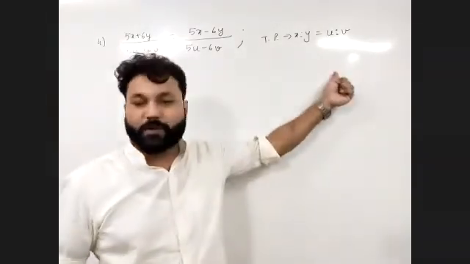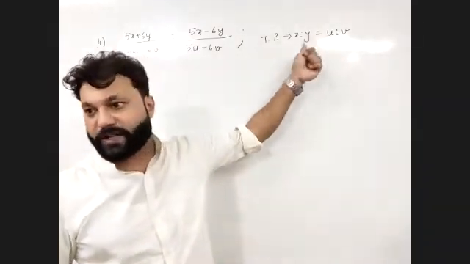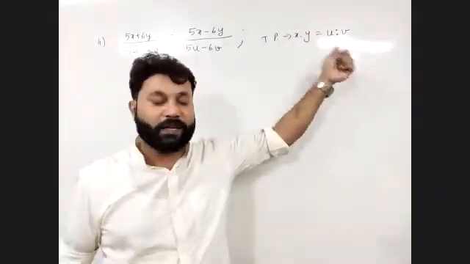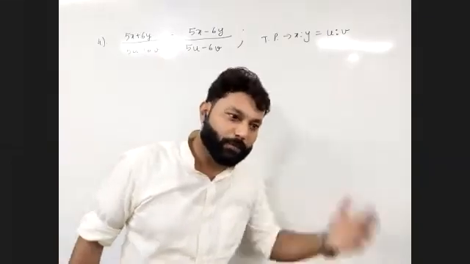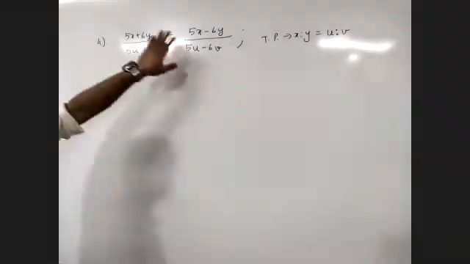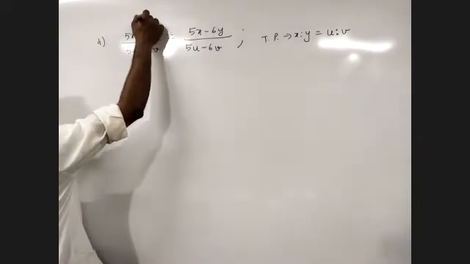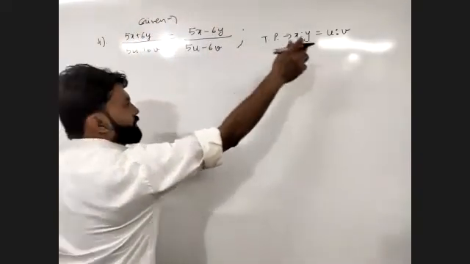If x upon y equal to u upon v was given, we would have written x upon y equal to u upon v equal to k, x equal to yk, u equal to vk, and then put the values here to prove it. But here we are given this and we need to prove this. Right? So these two are not the same.